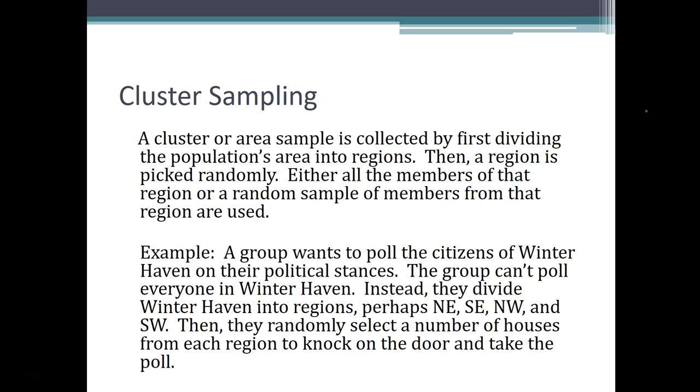So I would think in this case it'd probably be better to sample from each of the 4 regions. That way you're going to likely hit a variety of socioeconomic statuses, a variety of genders, race, all that. You want to have a good representation of the people of Winter Haven. So that's an example of cluster sampling. Cluster or area, just remember you're dividing up a geographic area into regions and going from there.